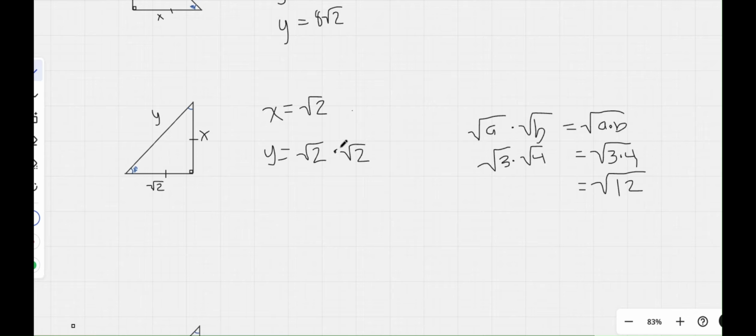So here we have y equals the square root of 2 times the square root of 2, which is simply just 2. Alright. Another rule of thumb, the square root of x times the square root of x is equal to x.